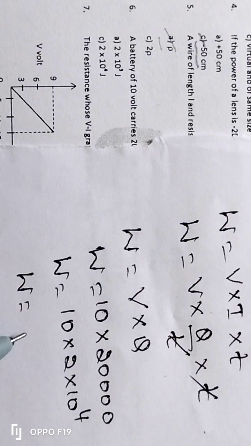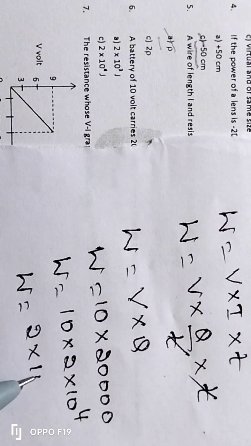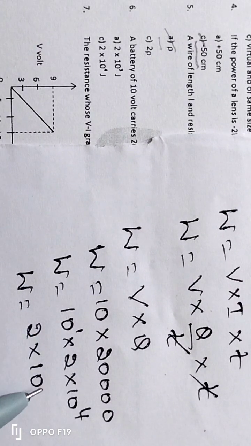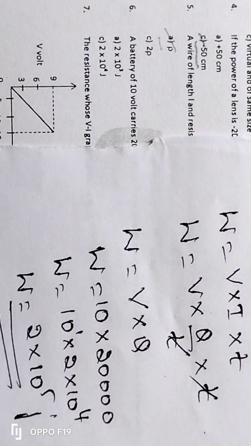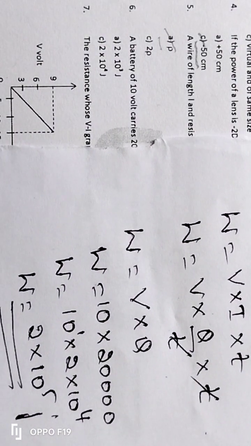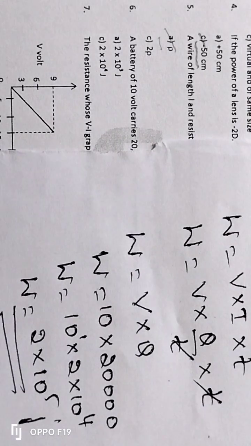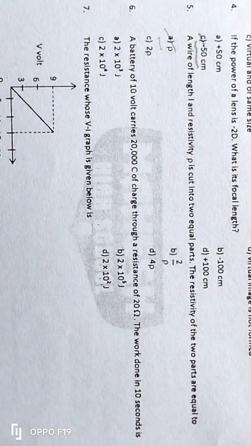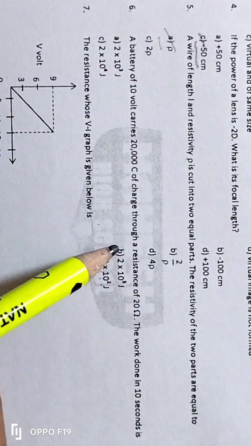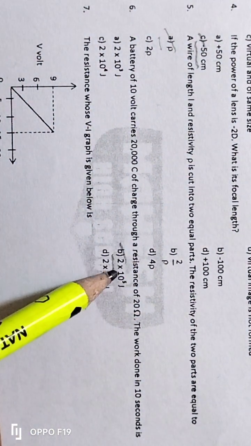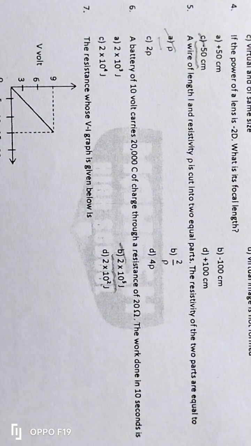So work done is equal to 2 into 10 to the power of 4. Here 1 is there, 10 to the power of 5. Therefore work done is equal to 2 into 10 to the power of 5 joules. Like this we have to calculate the work done. Therefore our correct option is option B, 2 into 10 to the power of 5 joules.